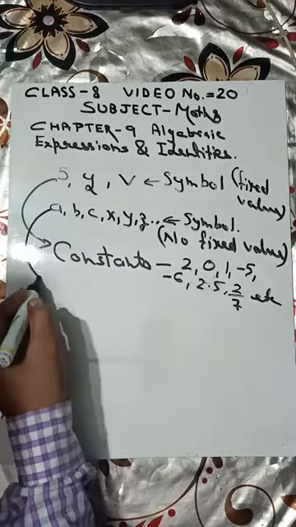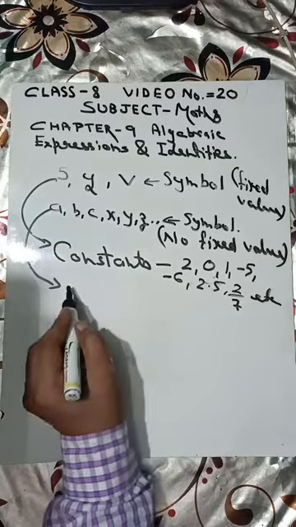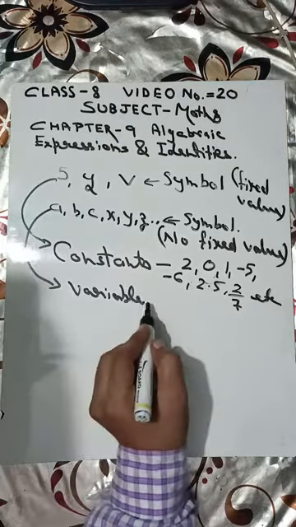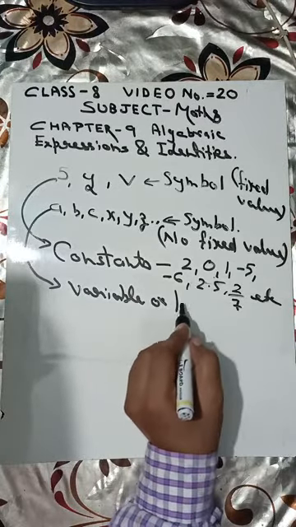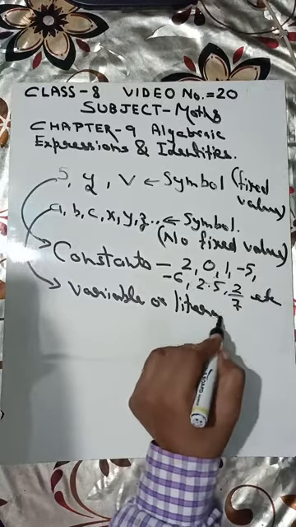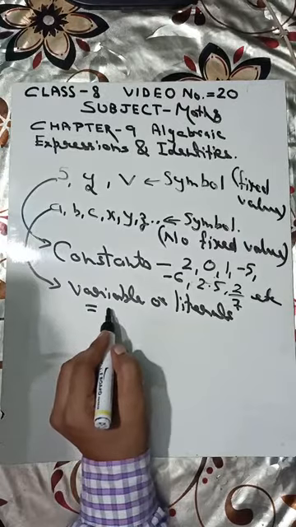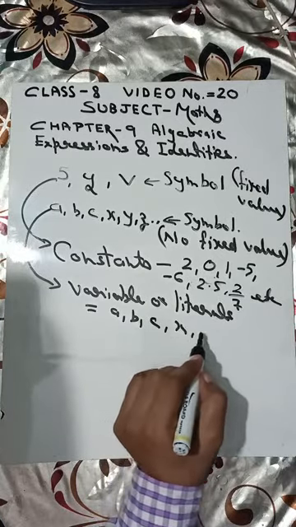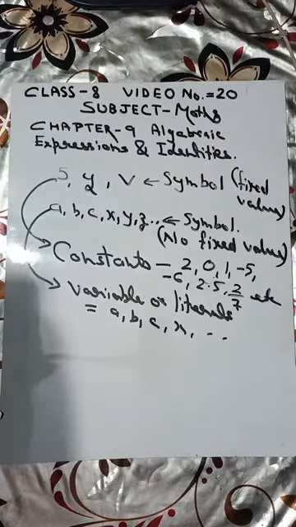Now the symbols having no fixed value are called variables. We also know them by another name, literals. Okay, they are the symbols having no fixed value. It can be anything, A, B, C, X, so many things are there. So these are constants and variables.